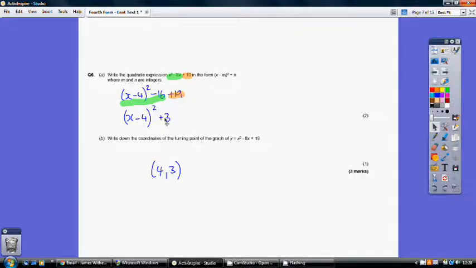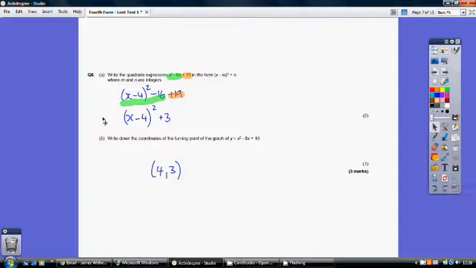Now, the turning point is where the y coordinate is maximized or minimized. Okay, so the turning point is the maximum or the minimum. We want to make y as small as possible. I think I said maximized a minute ago. I mean minimized. We need to make y as small as possible.